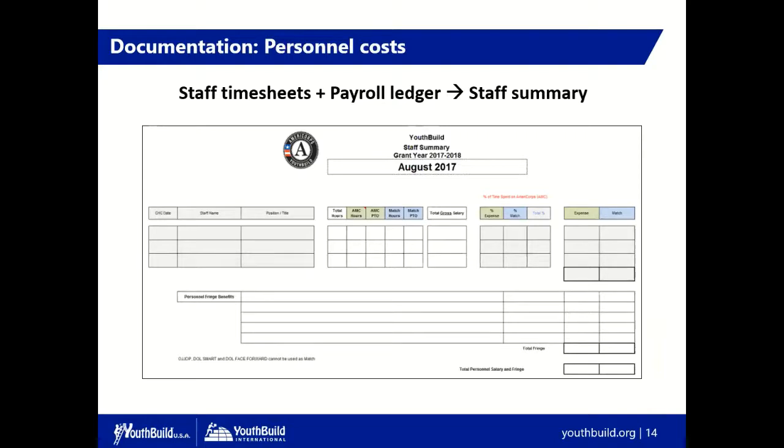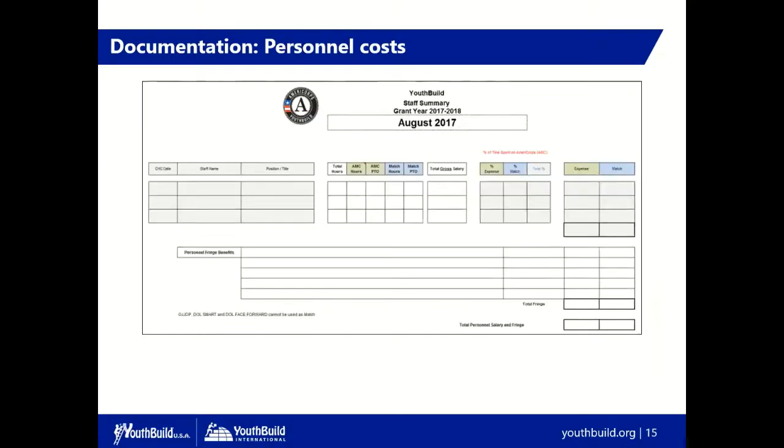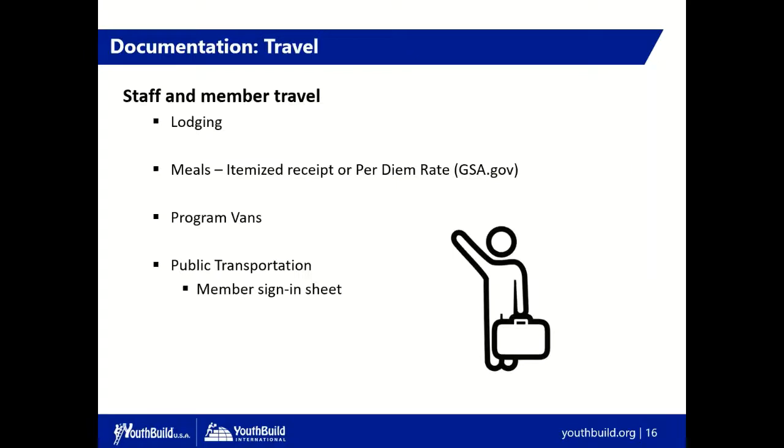This is the information you would use to fill out your expense and Match worksheet. So it's very important that you have this structure of looking at your staff timesheet and payroll ledger, and filling out your staff summary. This is just summarizing what I just mentioned. It needs to indicate both your personnel expense, including fringe benefits.